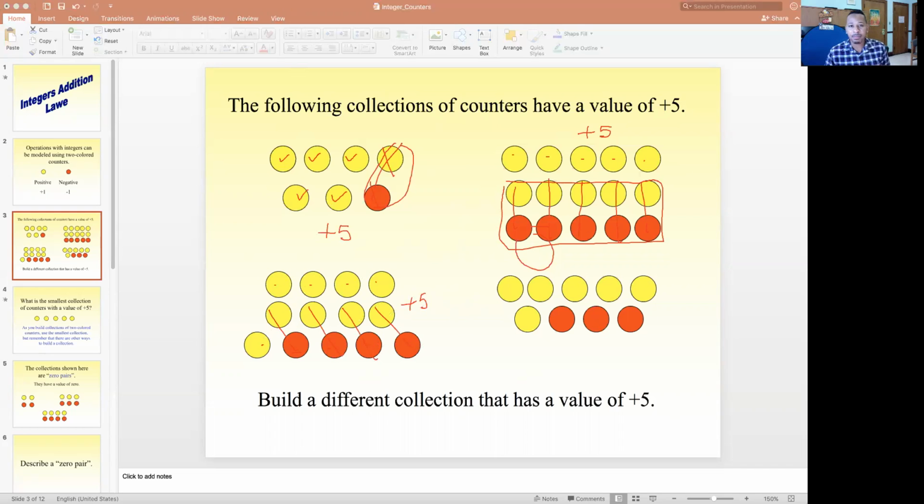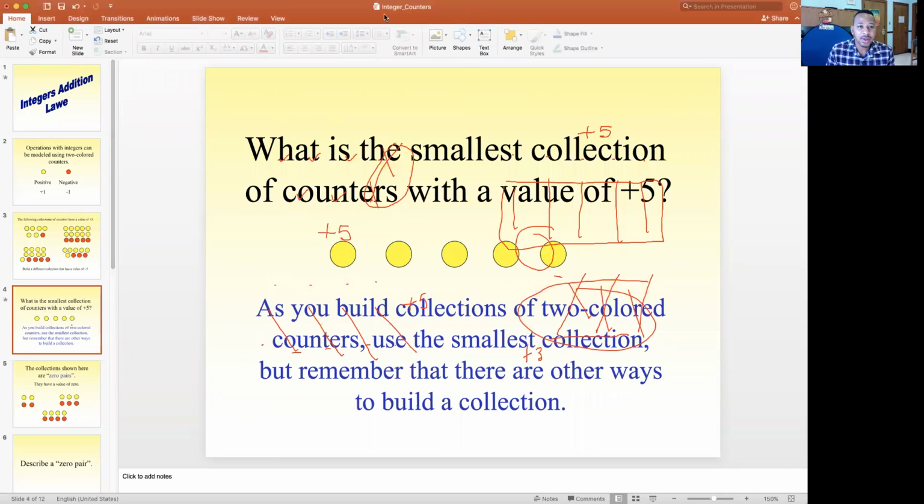And for the last example of value of positive 5, here we have three red counters. So we're going to try to make three zero pairs if we can. That's 1, 2, 3. This one does not have a value of positive 5. We could see the 3 zero pairs are gone. So this one actually has a value of positive 3. So this is the one that's up, right? So what is the small? Let's erase this.